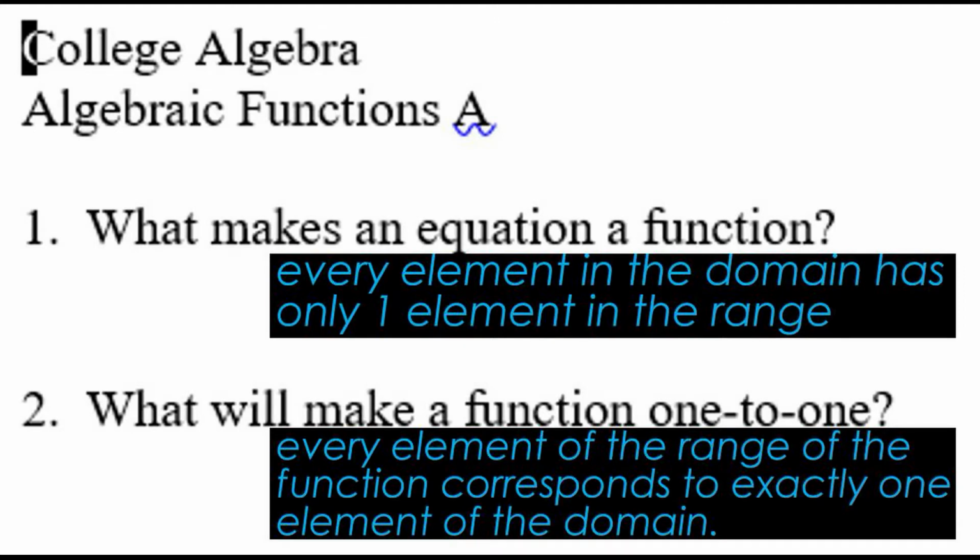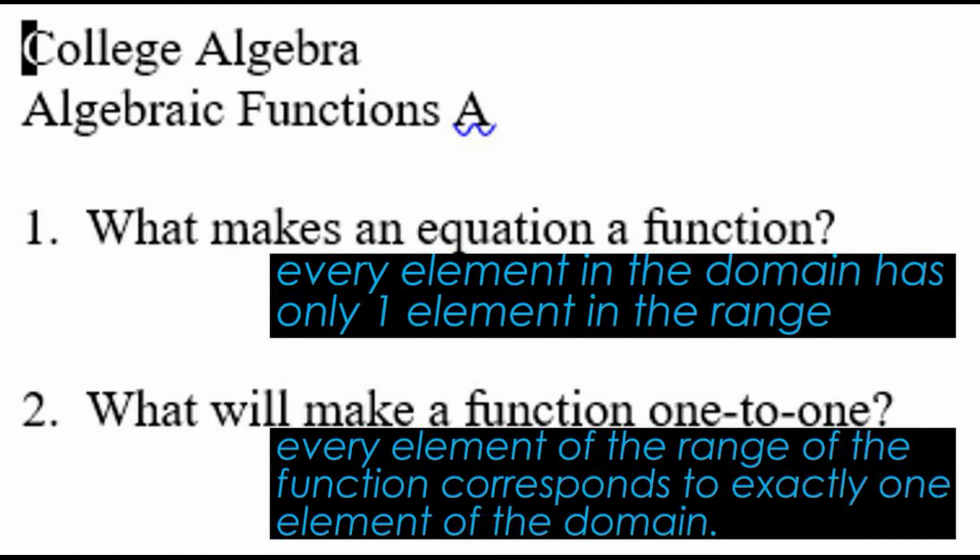Okay, so if we look at number 1 and 2, it says what makes an equation a function? Well, that is every element in the domain has only one element in the range. So you can't have something mapping to two different things. So if you plug in a 2 into your equation, you can't get out a 4 and a 6. That doesn't work. So every input has to have one output.